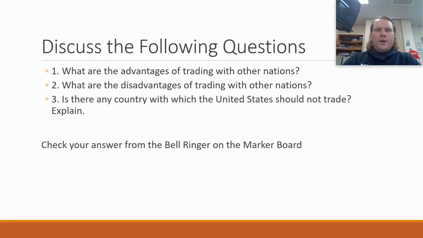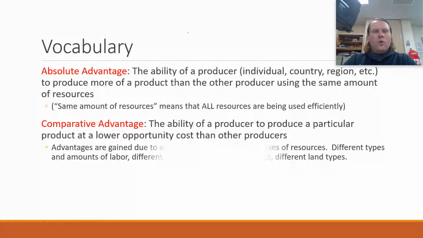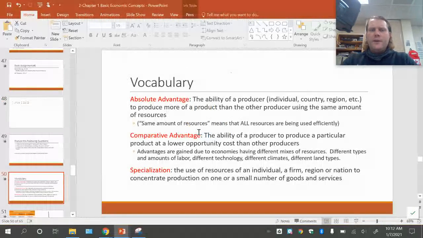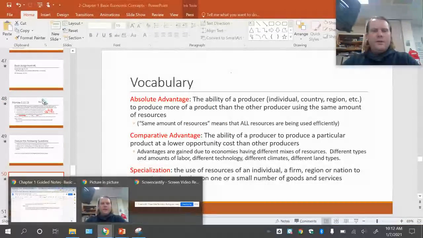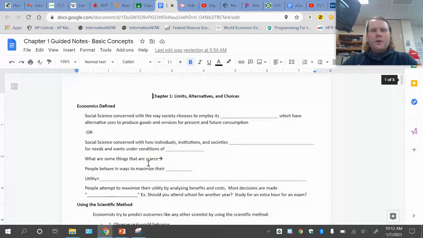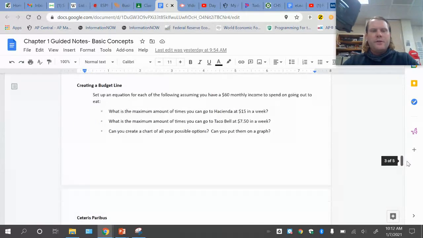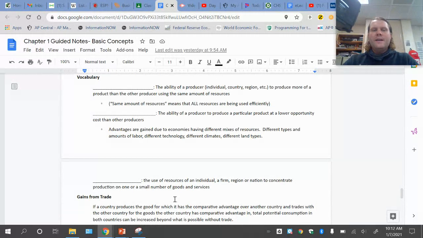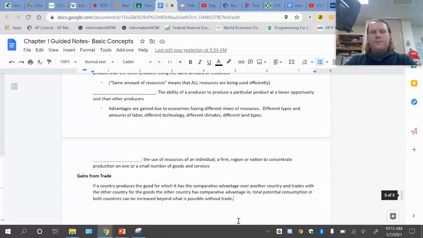Now, you are starting off on your notes here where you left off the other day. If you have your notes pulled up, we're going to start with these vocabulary terms. We're going to fill these out, and it's going to be extremely important that you can keep these straight as we go forward. Once we get past this gains from trade, you're going to be responsible for taking your own notes. You're going to have to write some stuff on your own. You're going to be modeling some things that I do. So have a sheet of paper ready.